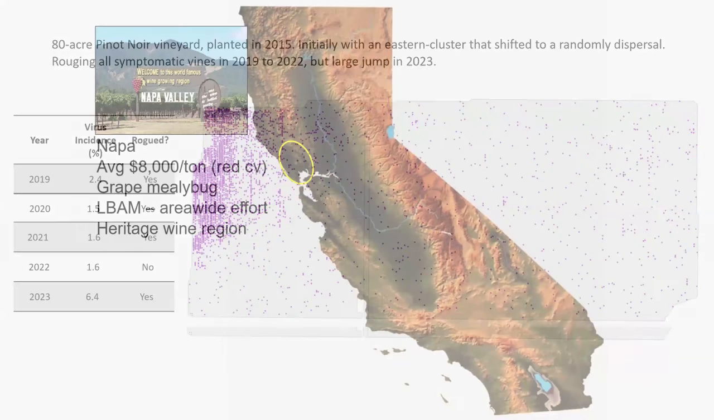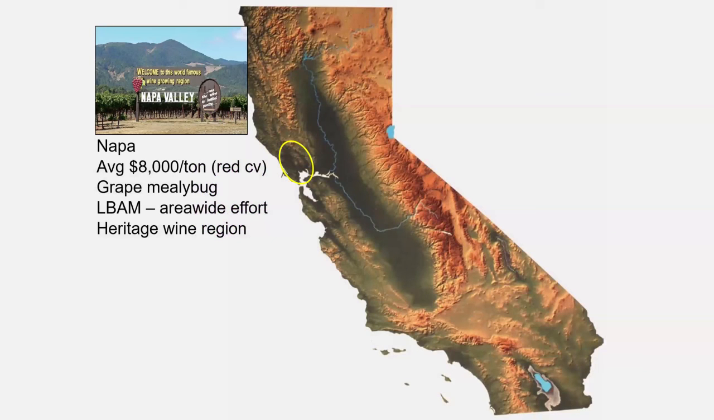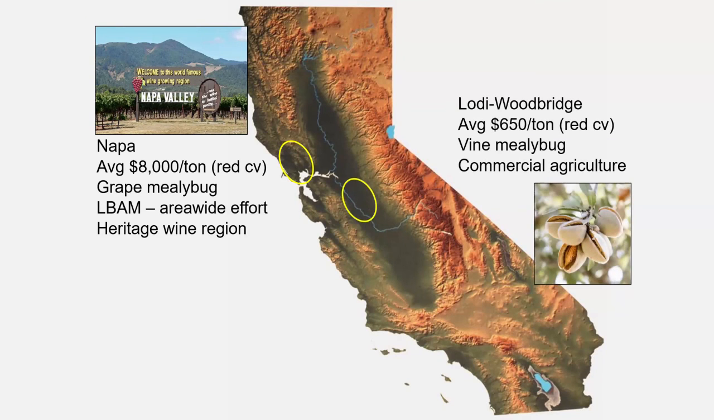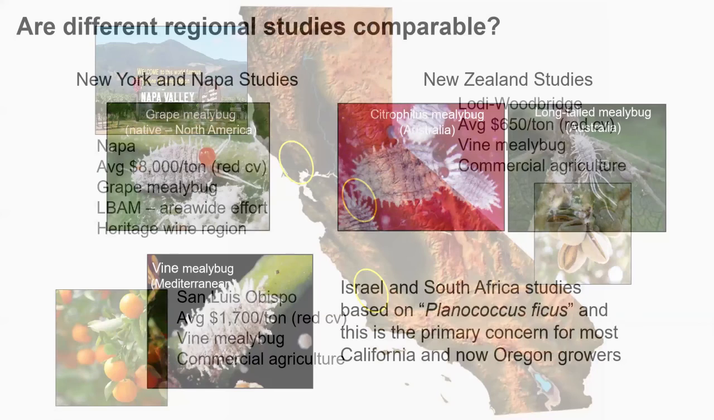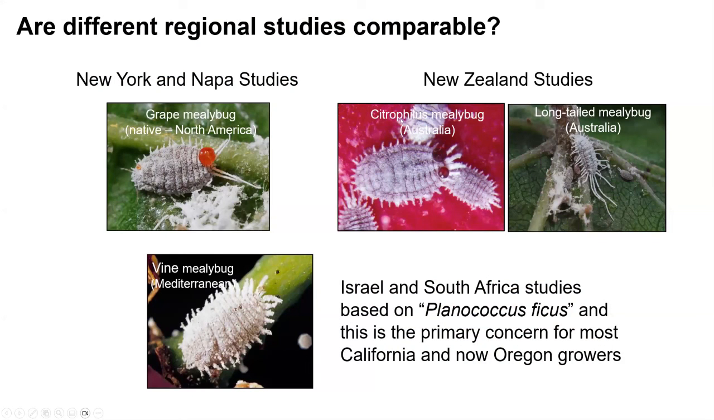So one of the aspects I've found is that the examples where we see it's really working great, for example, Napa, some of those growers might have a greater resource and expense budget to rogue compared to growers in other regions of California. The other major difference I've seen is that a lot of the work we saw in New York, Napa, New Zealand, that was with other mealybug species. This Planococcus ficus or vitis that we've got now in California might just be a different animal.